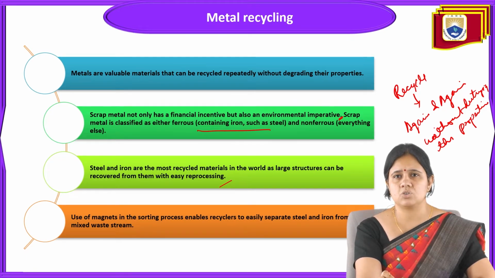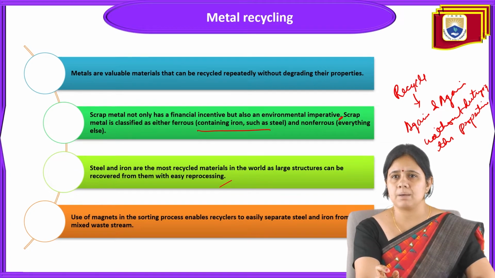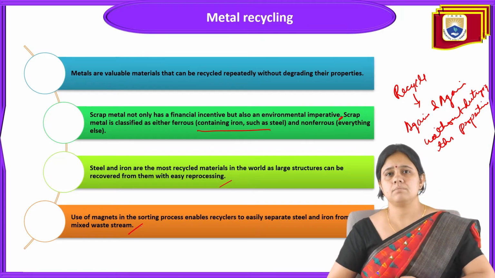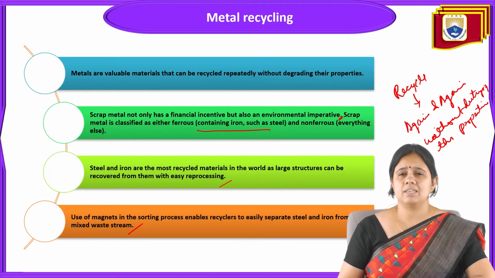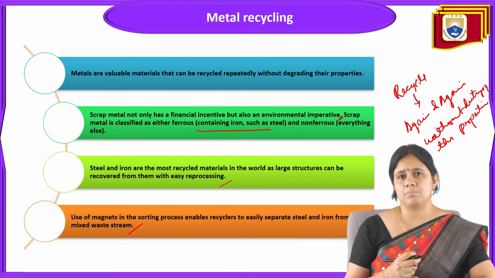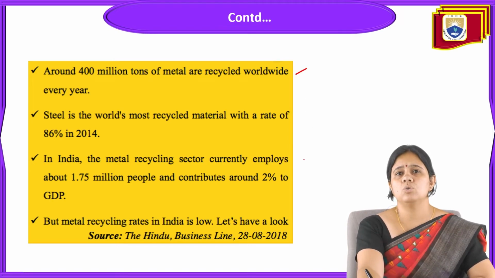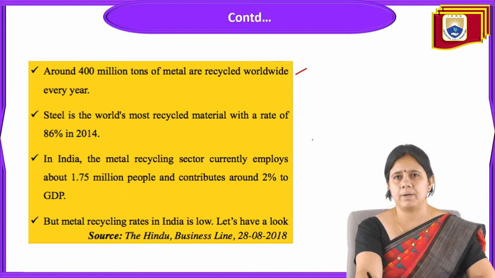The use of magnets in the sorting process enables recyclers to easily separate steel and iron from the mixed waste stream. So for this recycling process, magnets are used in sorting. This is some of the data from The Hindu: around 400 million tons of metals are recycled worldwide. Steel is the world's most recycled material, with a rate of 86% in the year 2014.